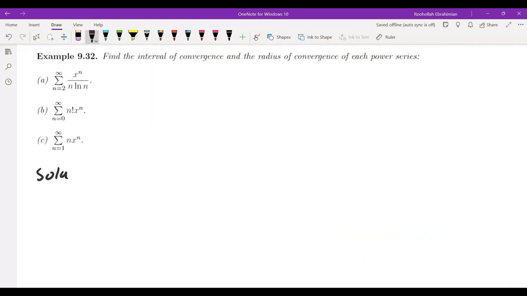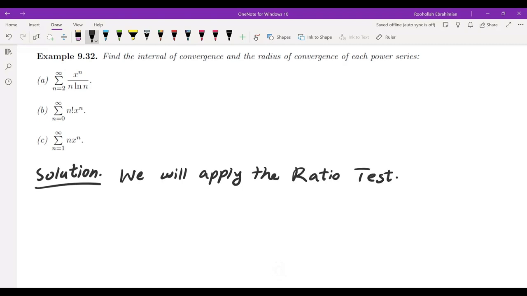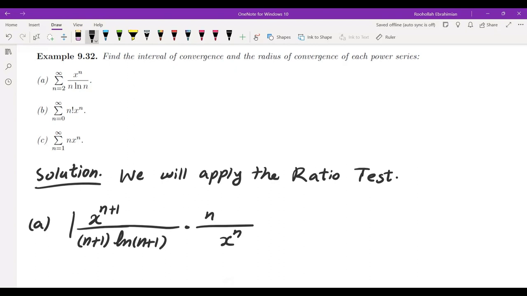So let's look at a few examples. Find the interval of convergence and the radius of convergence of each power series. In order to find the radius of convergence and interval of convergence, we would need to use the ratio test. And that would be the case for all different parts of this problem. So we will apply the ratio test. Okay, so we're going to look at x to the power of n plus 1 over n plus 1 natural log of n plus 1, divided by x to the power of n over n natural log of n.